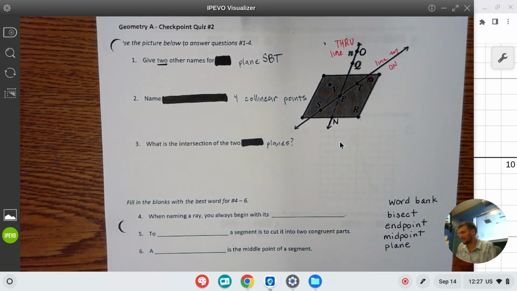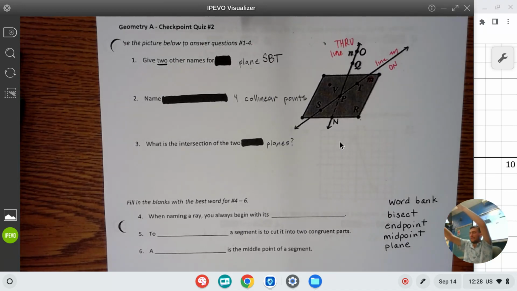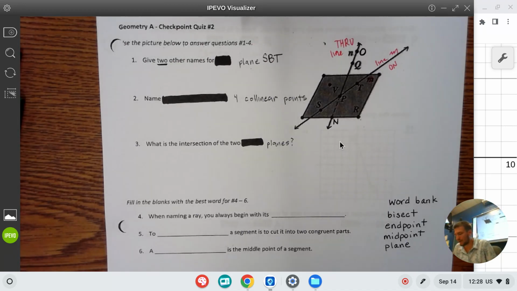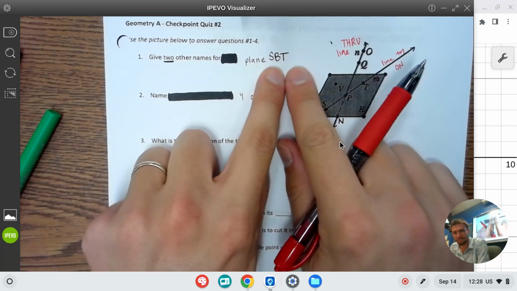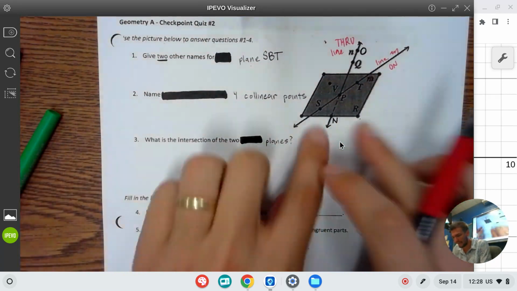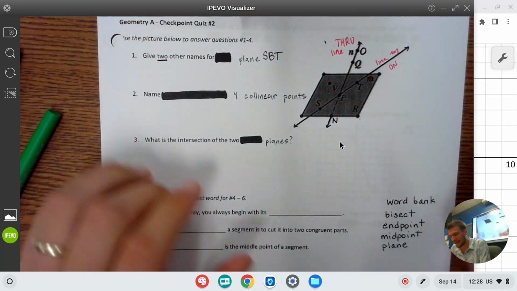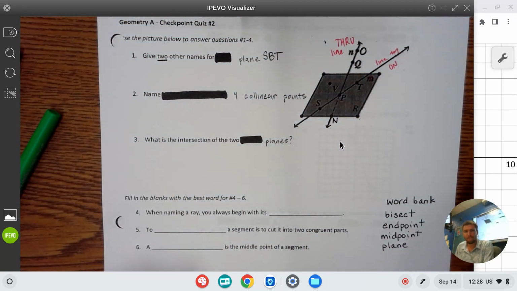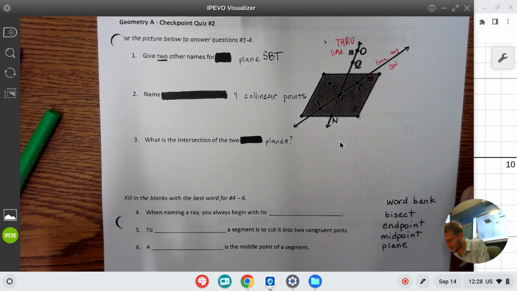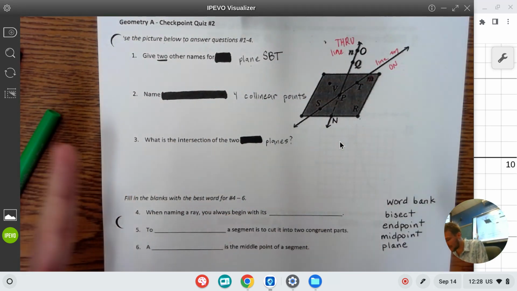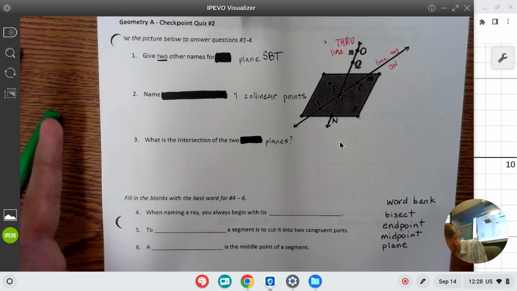Okay? We did some examples of this. It's like you had a plane and you got a pencil that's stabbing through the plane. All right, we're good to go. Give two other names for plane SBT. There's only one plane, you know, the plane here. Anybody got a name for that? What do you got? SPV. Sure, we can just switch up the letters and that should work fine.